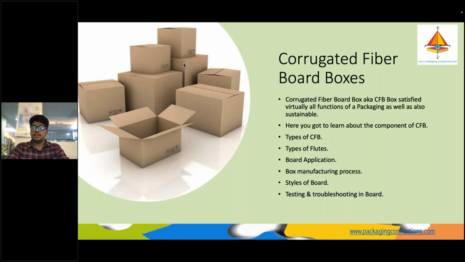And the testing process of the CFB boxes has been discussed thoroughly in this chapter. We will also discuss the troubles that come in the board during the process of manufacturing or during the process of use, and we will also provide the troubleshooting, how to solve the problems we usually get in the CFB boxes as well.